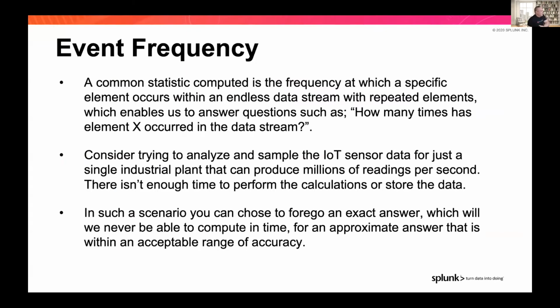If you're trying to analyze all that data for a single industrial plant, with millions of readings per second, there just isn't enough time to perform the calculations and store that data, right? You'd have to store hundreds of millions of events, and if you wanted to go back and answer that question, you'd have to scan those events from a database or an event processing tool, and then come up with that result. In such a scenario, you could choose to forego an exact answer, which you probably would never be able to compute in time, in exchange for an approximate answer, with an acceptable range of accuracy. Again, it's not that I need to know exactly how many users or IP addresses I've had. I just need to know by the magnitude of hundreds or thousands, etc.